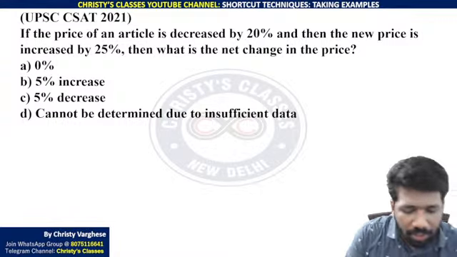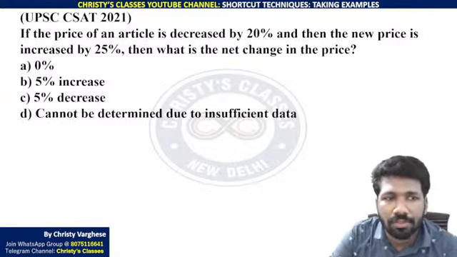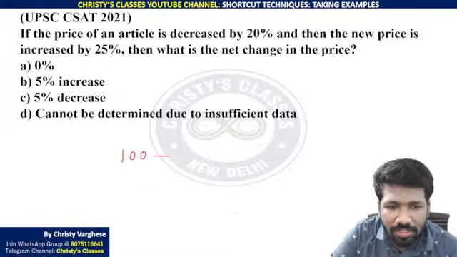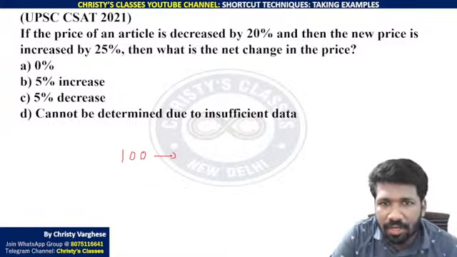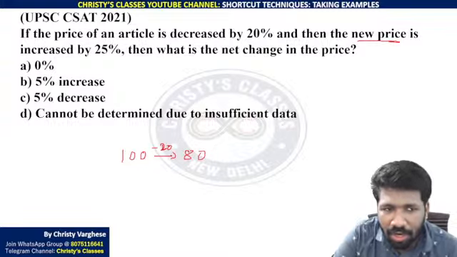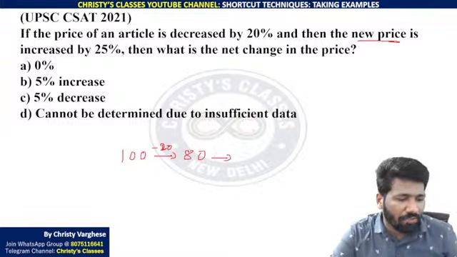Okay, many of you got it. So again, example similar to previous question. If the price of an article, we don't know, so let us take 100 be the price of the article, is decreased by 20%, 20 rupees decreased from 100, it will become 80 rupees. And then the new price is increased, not 100, 80 is increased by 25%.